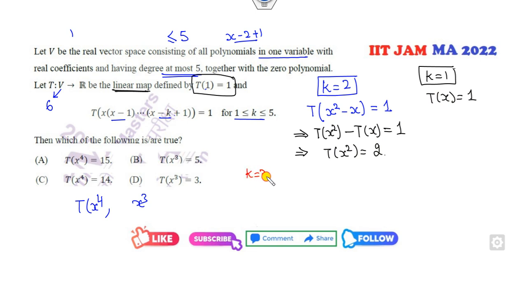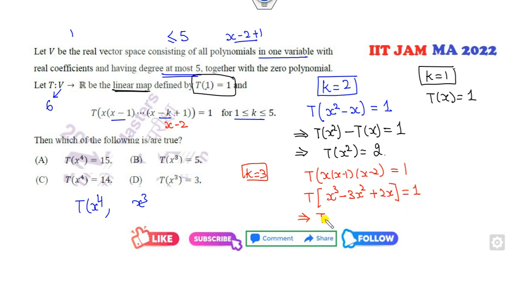Now if I choose k equal to 3, this number is x minus 2. That means x minus 1, x minus 2 is 1. So if I open this bracket, it is x cube minus 3x square plus 2x is 1. Now if I open this bracket, it's T of x cube. T of x square is 2, so it's 6.